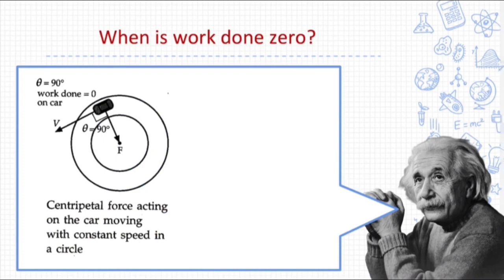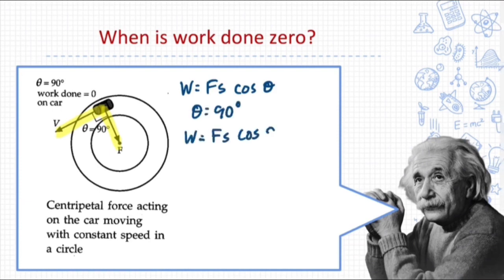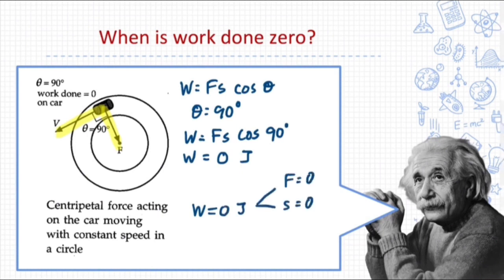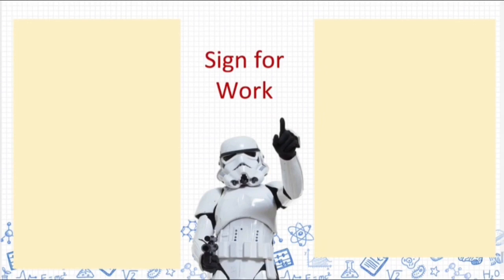And for the third example, we have a car which is moving in a circular motion, and there will be a centripetal force acting on the car towards the center of the circular path, and then the displacement will be along the velocity vector. So the angle between them is 90 degrees, and then we replace theta is equal to 90 into the equation of work, and we will get work is equal to 0 joule. So work will be 0 when the force is 0, the displacement is equal to 0, and finally if the angle is 90 degrees.